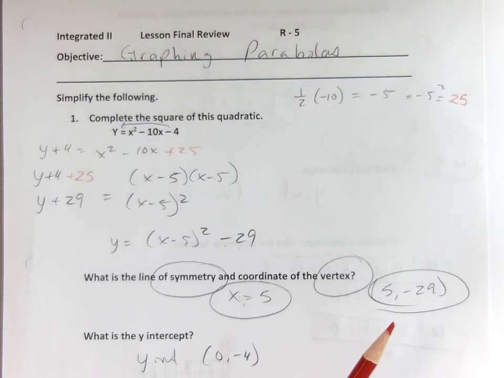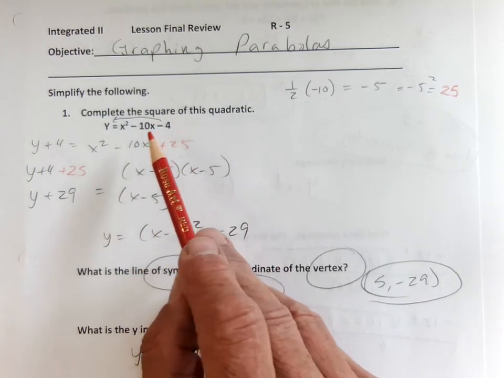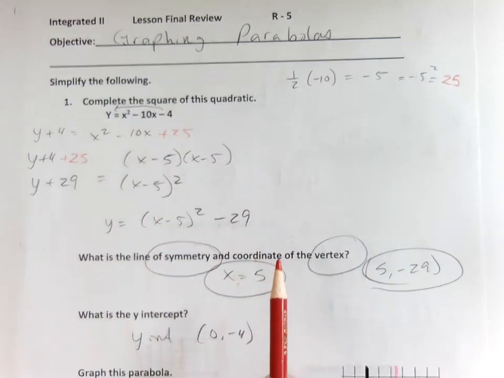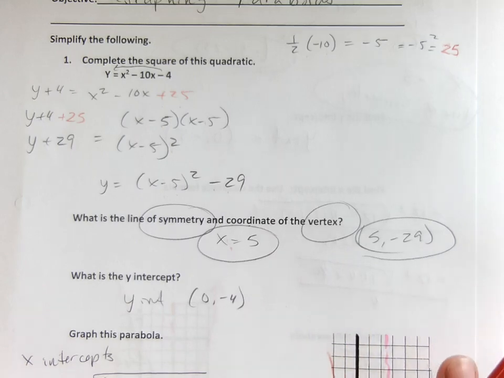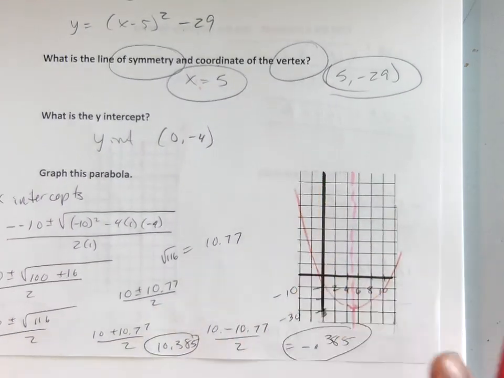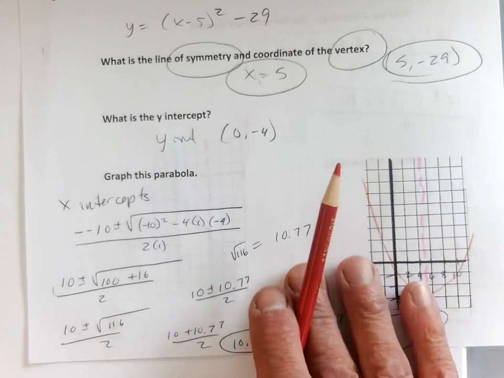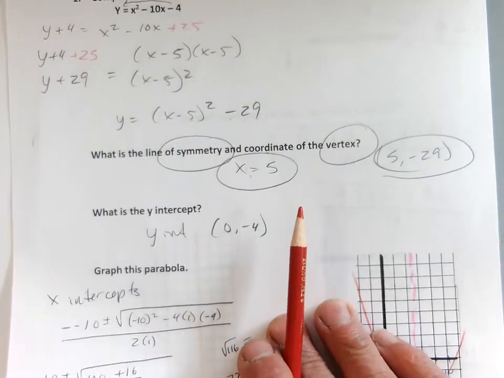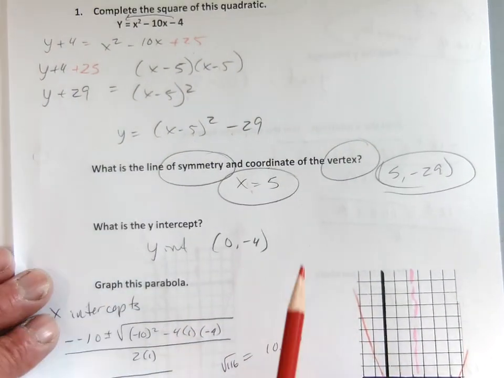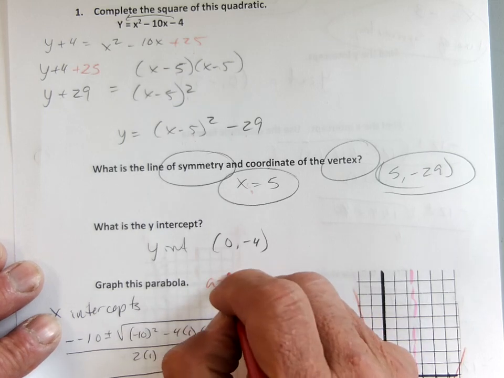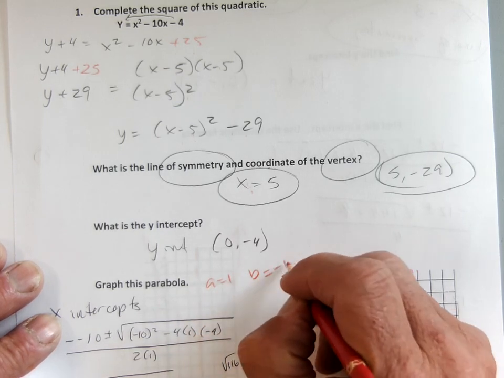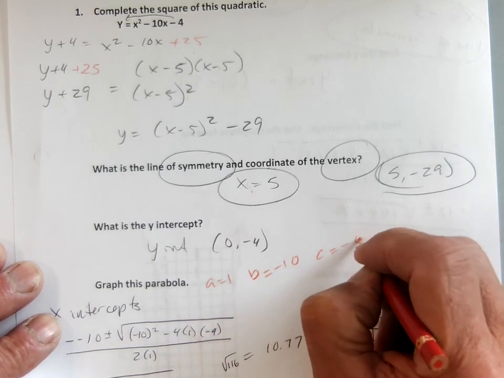Now the y-intercept is easy. It's just that number right there, because if x is 0, you have a -4, so the y-intercept is just 0, -4, okay? The x-intercept is kind of hard. You're going to have to use the quadratic formula on the original. So A is 1, B is -10, and C is -4, okay?